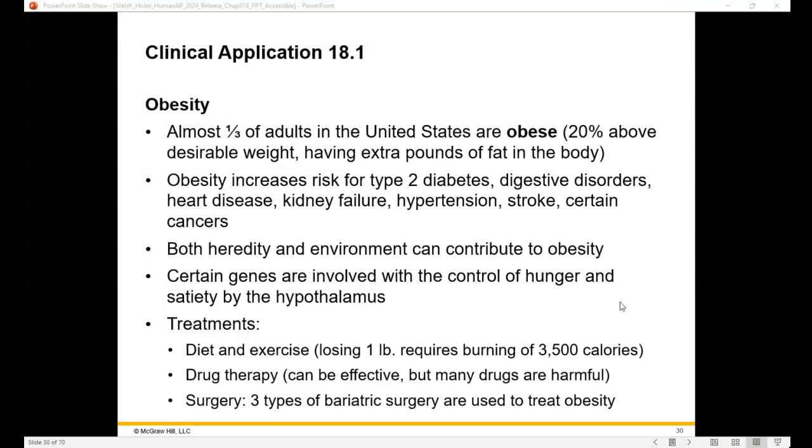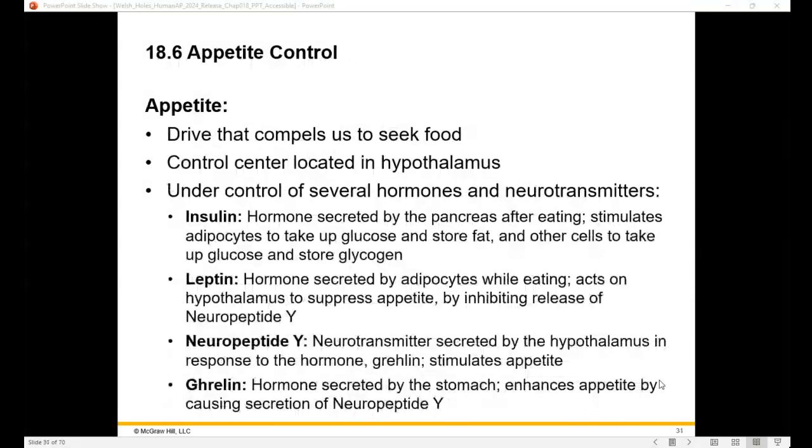Treatments include diet and exercise. So losing 1 pound requires burning of 3,500 calories. Drug therapy. This can be effective, but many drugs are harmful. And then surgery. There's 3 types of bariatric surgery that are used to treat obesity.